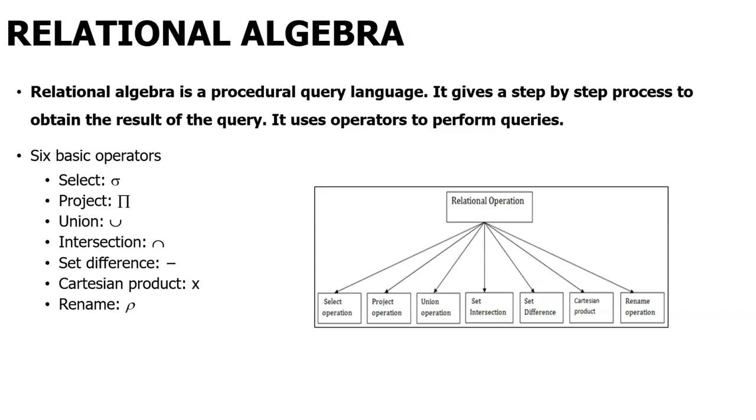Each and every operator has some symbol. For select it is sigma, for project it is pi, then the union symbol, the intersection symbol, for set difference it is minus, for Cartesian product it is a cross, and for rename it is rho. So we will see a diagrammatic representation of all the operators present in relational algebra.